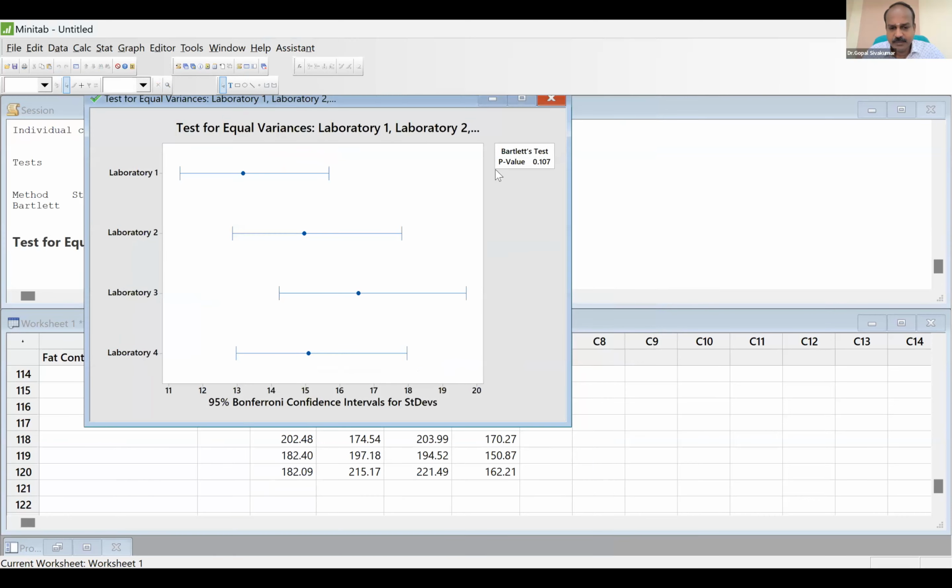Bartlett test, p-value. The name of the test is Bartlett. How much is the p-value? 0.107, greater than 0.05. So under this scenario, can you reject null? No, you can't reject null. So what does it mean? Variances are equal or unequal? Equal. If you can't reject a null, you accept the null.